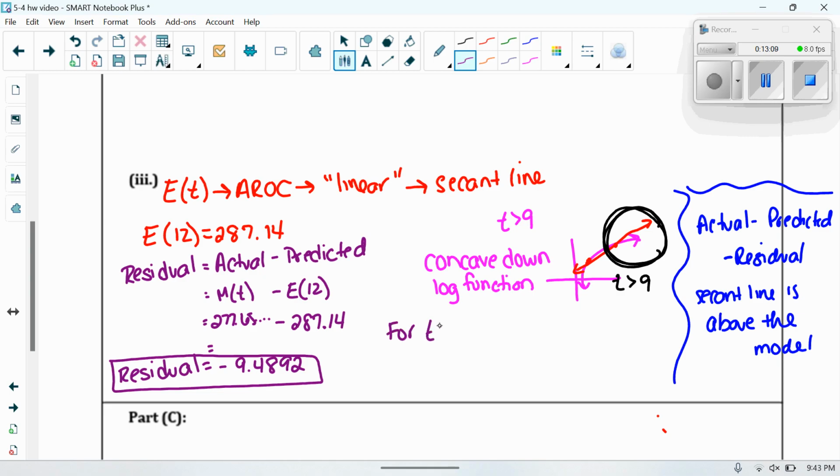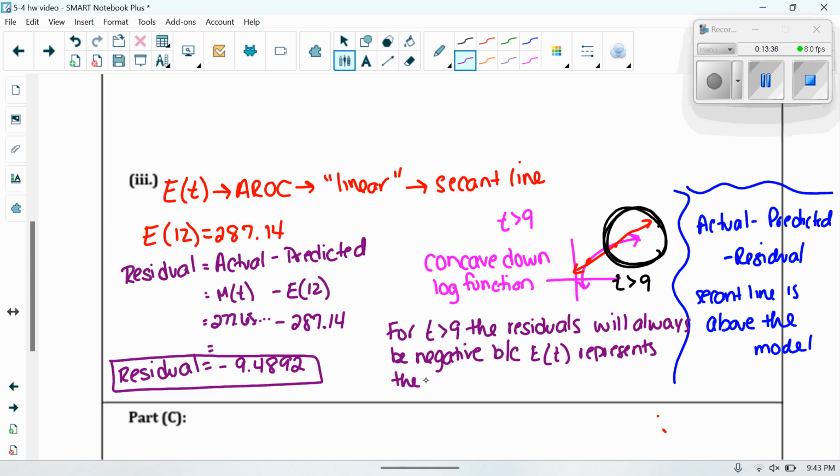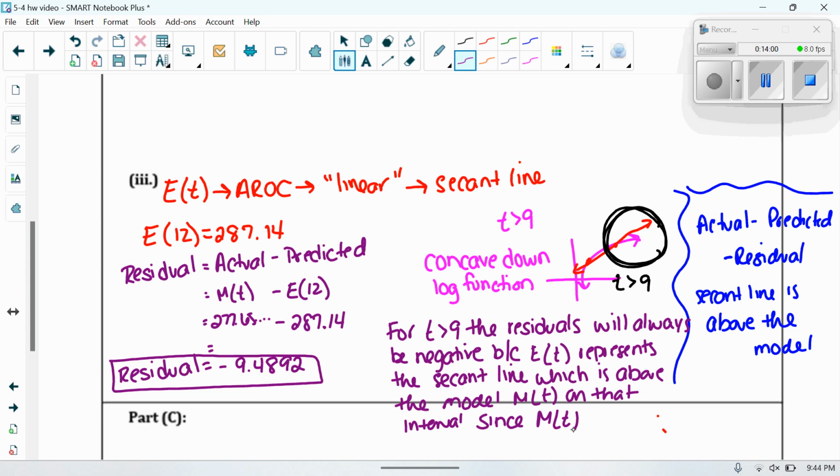So for t greater than 9, the residuals will always be negative because E of t represents the secant line, which is above the model m of t on that interval, since m of t is a concave down logarithmic function.